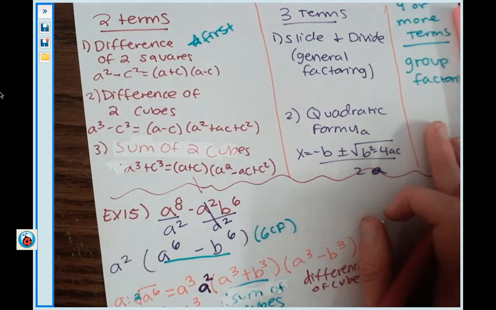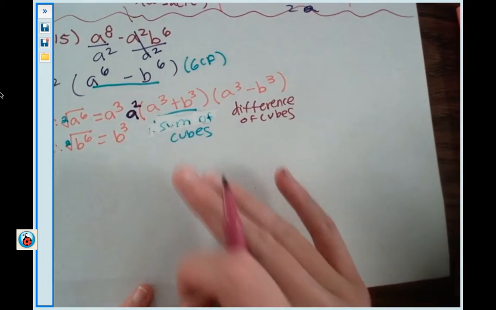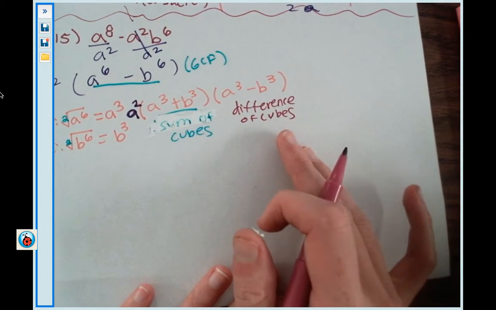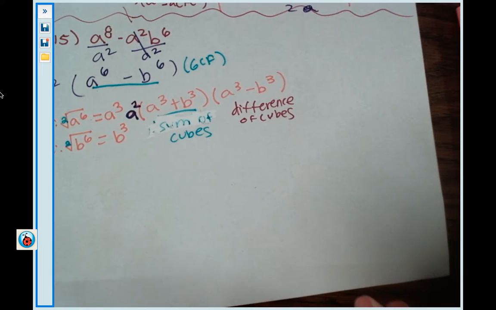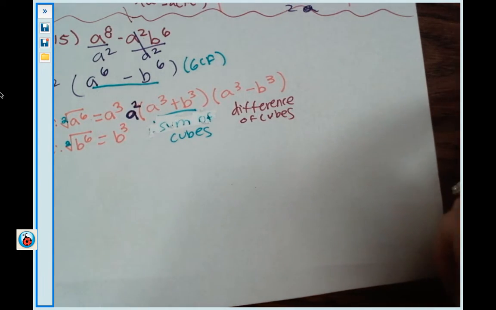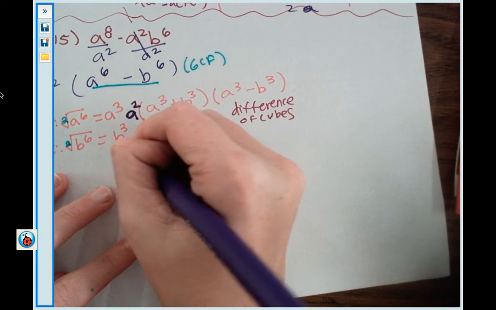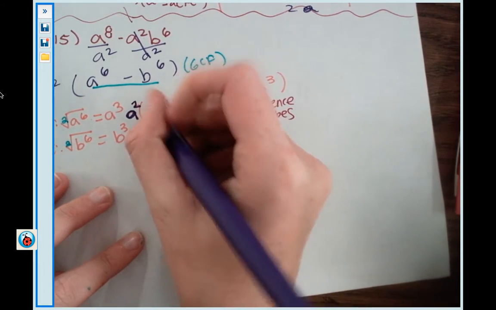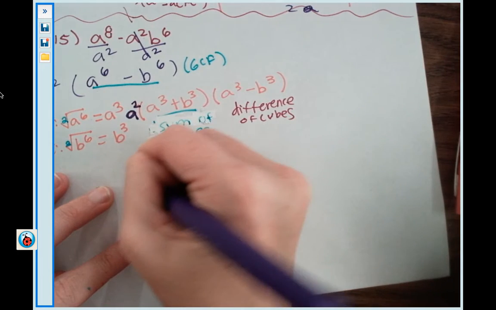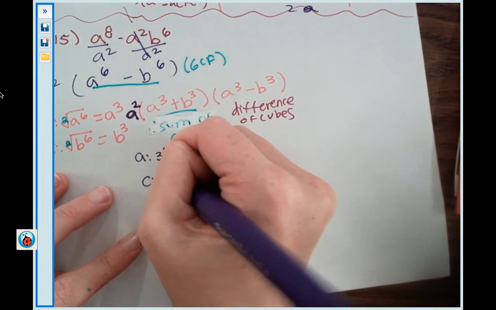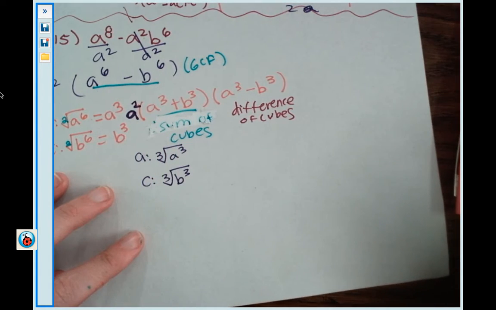Okay, and our formulas are pretty much the same. So we're basically going to be getting the same answers for each of these, just our signs will be slightly different. Okay, so let's find the A and the C. The A on this one, we have to cube root the first term, which is A to the third. And the C, we're going to cube root the second term, which is B to the third.